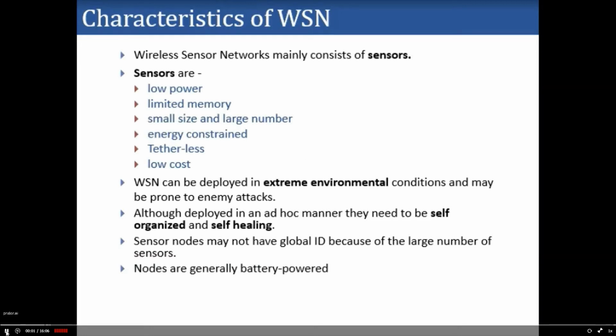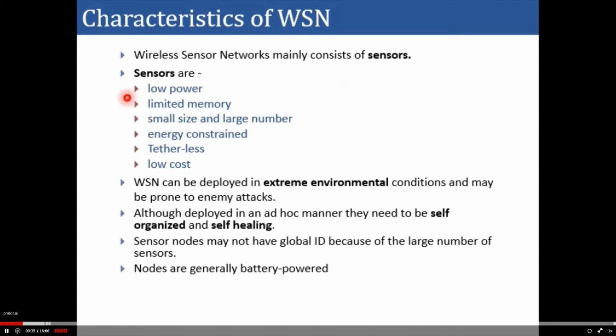In the last video, we discussed the architecture of a wireless sensor node. In this video, we will discuss the various characteristics of wireless sensor networks. First, we'll talk about the sensors. A wireless sensor network mainly consists of sensors. They sense the measured property, and the data is then converted into the corresponding electrical signals.